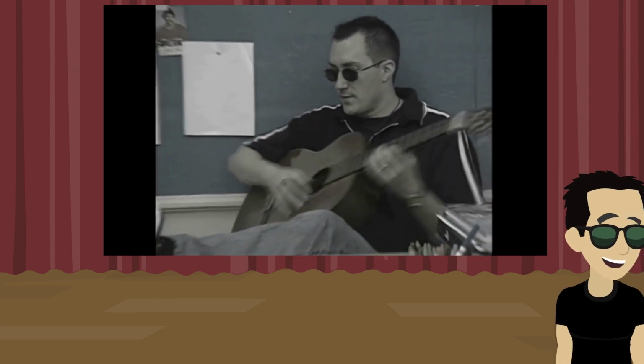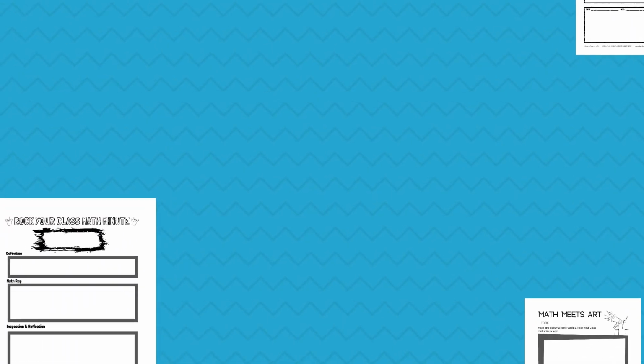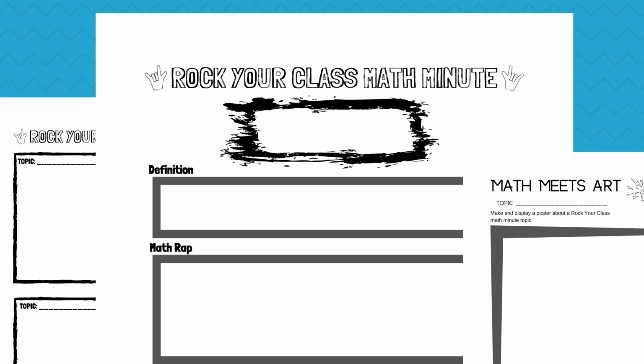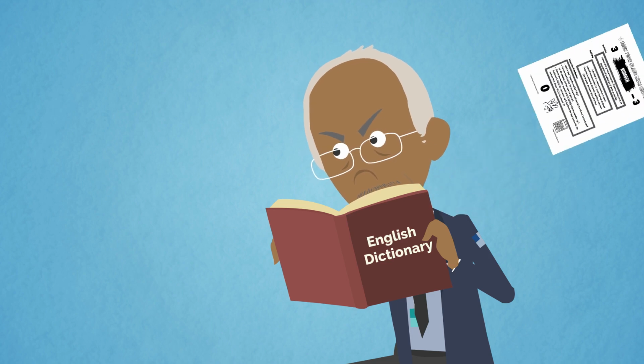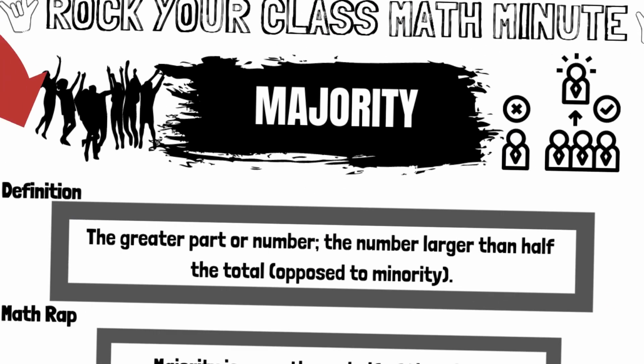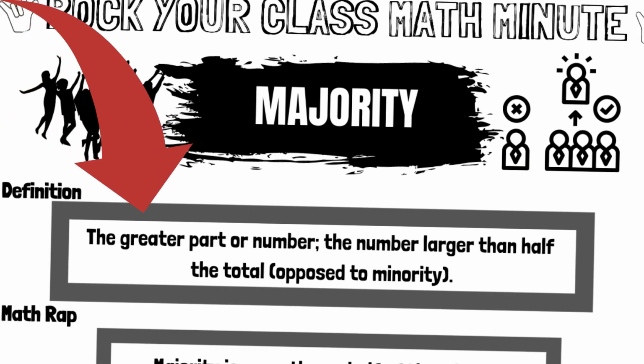Get ready for today's Math Minute topic. Majority. What does the dictionary say? The greater part or number. The number larger than half the total, opposed to minority.